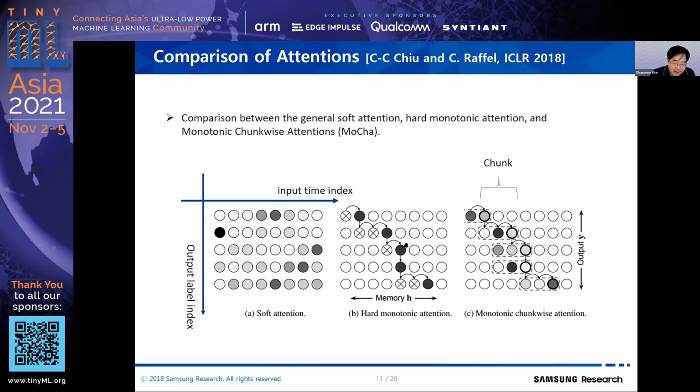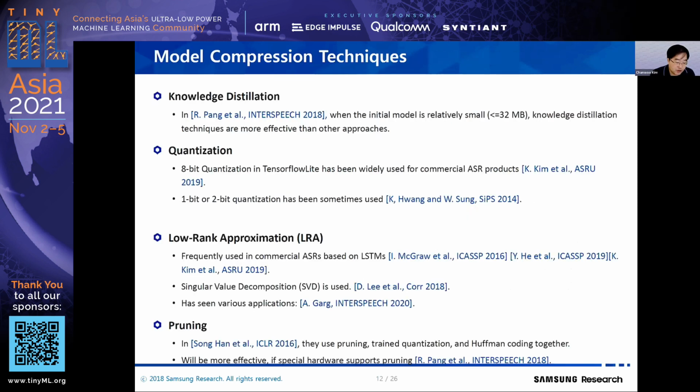So after finding the attending point, they constructed a window, which is also called a chunk. And within that chunk, they use the soft attention with the soft values. So the equation itself is almost the same as the conventional attention approach. This approach is the monotonic chunk-wise attention, which is often called MoChA, and it shows comparable performance compared to the original soft attention.